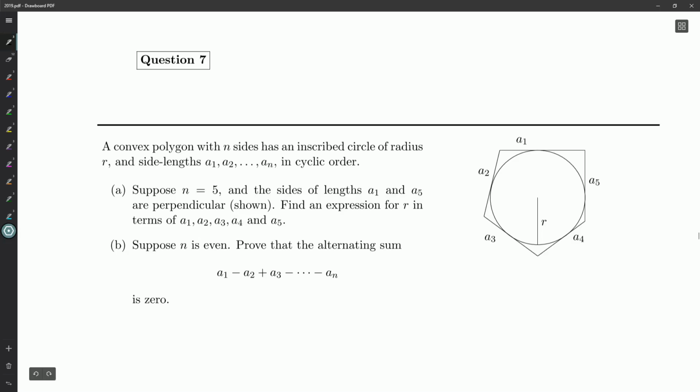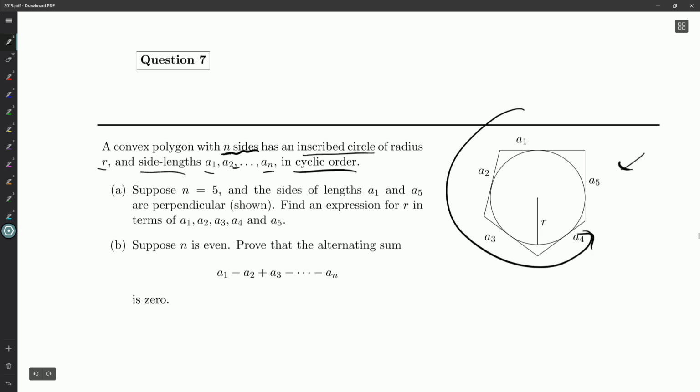We're looking in this video at question number 7 on our 2019 Manitoba Math Contest. A convex polygon with n sides has an inscribed circle of radius r. And they've shown us a 5-sided figure example, and we've got side lengths A1, A2, all the way up to An. Just because they show us the 5-sided one doesn't mean we can't consider bigger ones with n sides. And they're telling us the particular order. Looks like they're going counterclockwise.